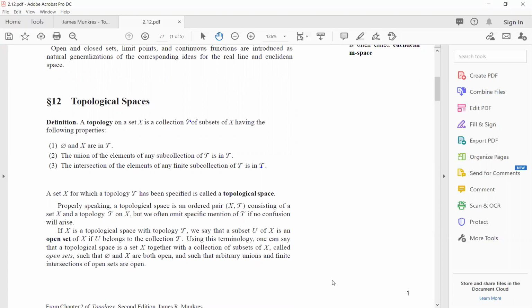By using this terminology, we can say that a topological space is a set X along with a collection of subsets of X that we call open sets, such that the empty set and X are both open. It means that arbitrary unions and finite intersections of open sets, or those sets that are in tau, are also members of tau, or they are open sets.